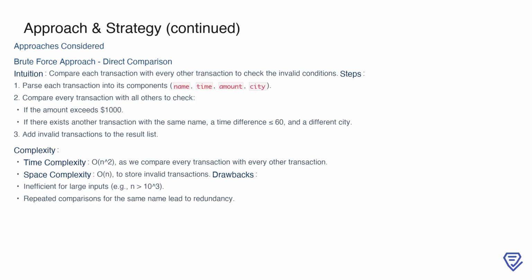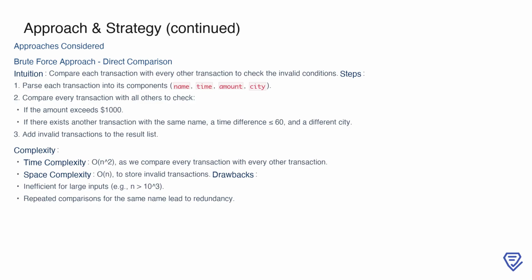First, parse each transaction into its components: name, time, amount, and city. Then, for every transaction, compare it with all others to check if the amount exceeds $1,000 or if another transaction with the same name exists that meets the invalid conditions of time difference and city mismatch. While this approach ensures correctness, it is highly inefficient for large inputs since the time complexity is n squared, where n is the number of transactions. This inefficiency arises from repeatedly comparing the same transactions, which leads to redundant computations. Additionally, the space complexity is n, as we need to store the invalid transactions.